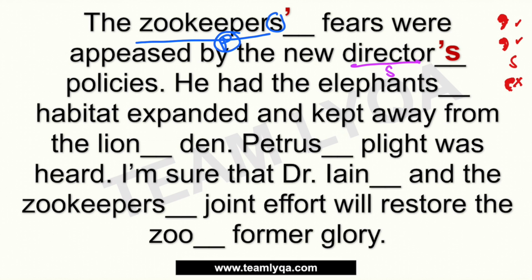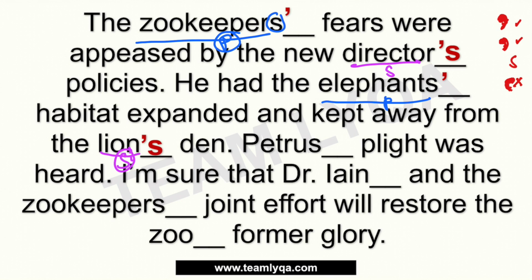Okay? Next, he had the elephant's blank habitat expanded and kept away from the lion blank. Then, so unahin natin yung elephants. Ang elephants, plural din siya. Maraming elepante yan. So, ibig sabihin, kung plural siya at meron na siyang S, lalagyan lang natin siya ng apostrophe. Ito naman next, lion then. So, yung lion, isa lang siya, singular yan. At dahil singular lang siya at common noun naman siya, you put apostrophe S.